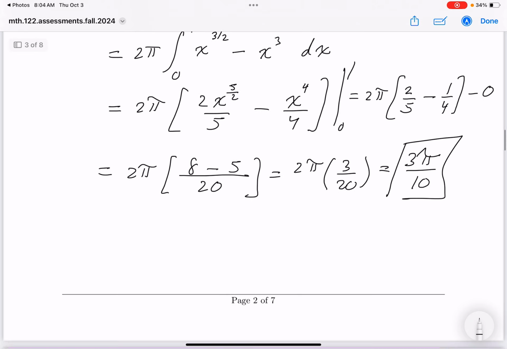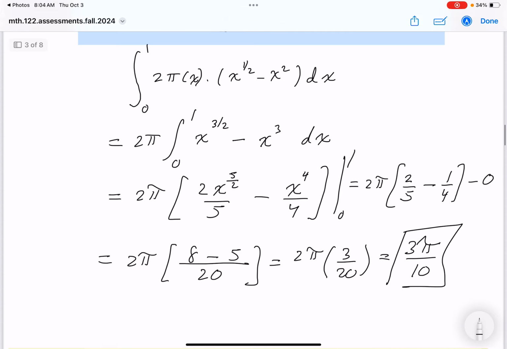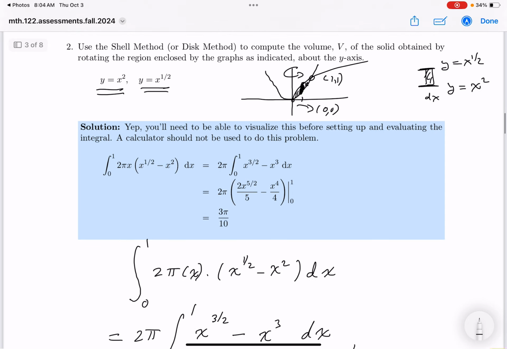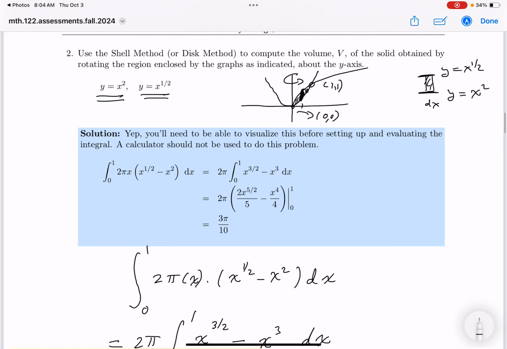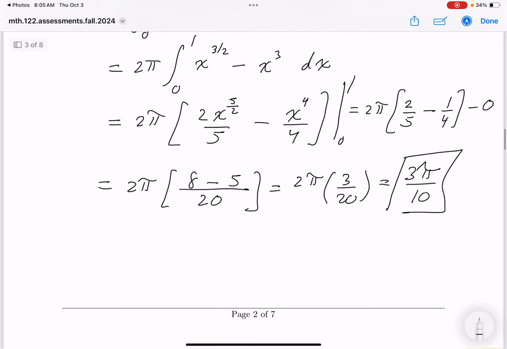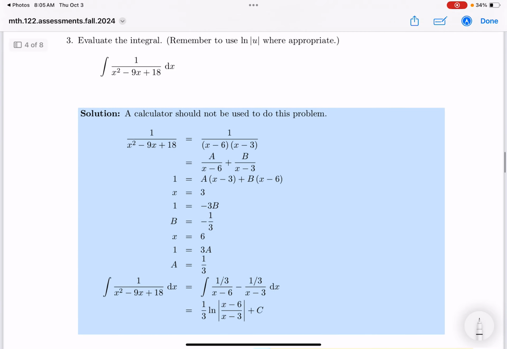Now, if you want to do another method, that's fine, by the way. But the bottom line, no matter what method you choose, you're going to get the number 3 pi over 10. So I'm going to say that's what I believe to be a reasonable question with number 2. I'm going to go to number 3 now. And remember, you're only doing 5 of these things.